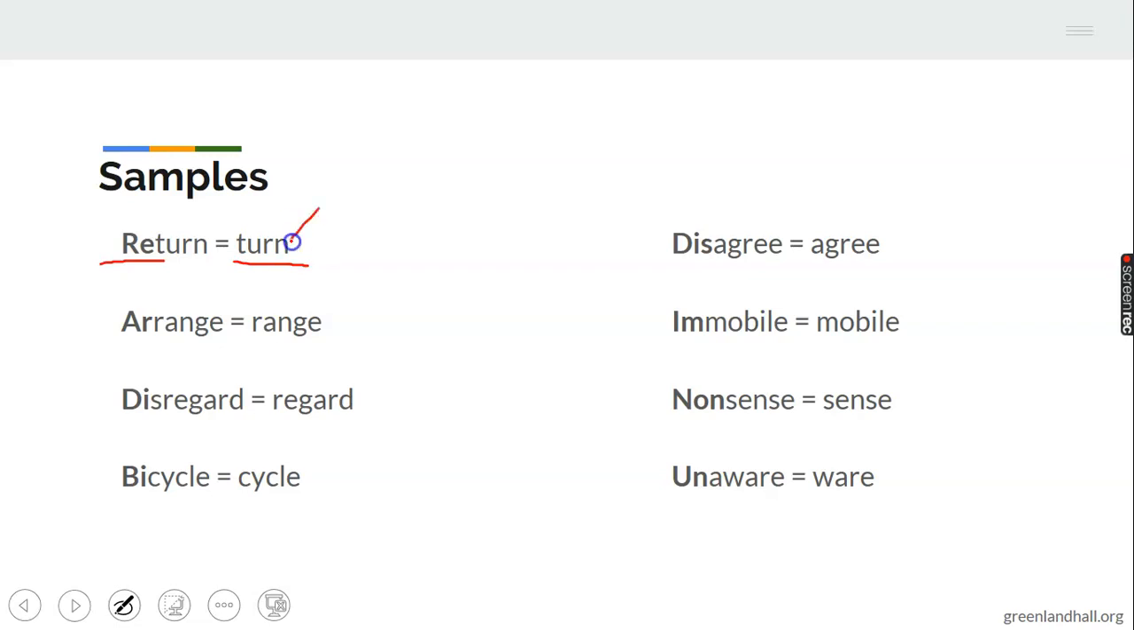Now, when re is added to turn, it gives another meaning to the word. Now, my root word, I would like to call this the root word, okay? That's the root word. And that's what we have here in this sample. I can see it very clearly, and I am sure you can see it. The word first is turn.